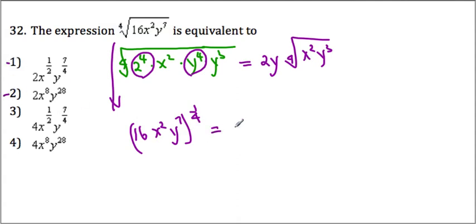Now here we get 2. Between two exponents, we have to multiply them. So we get 2 to the 2 times 1/4, which becomes 2 over 4. And y, 7 times 1/4 becomes 7 over 4. Once you combine them together, you will realize that that is in fact equal to choice 1.